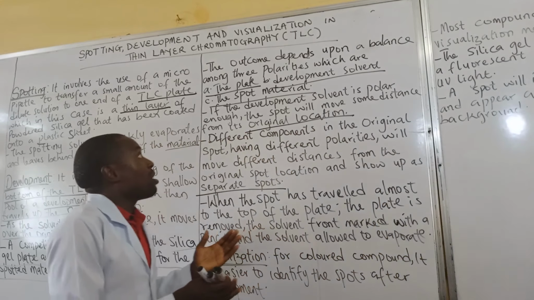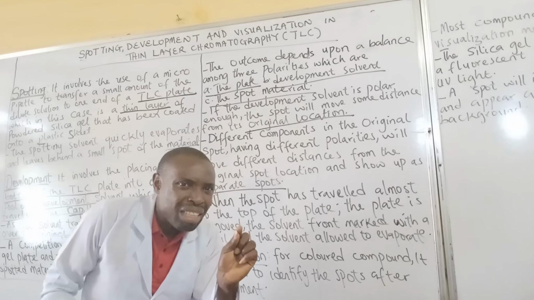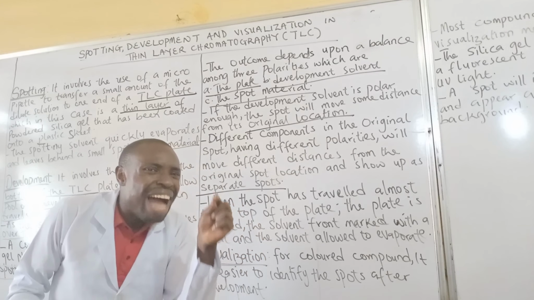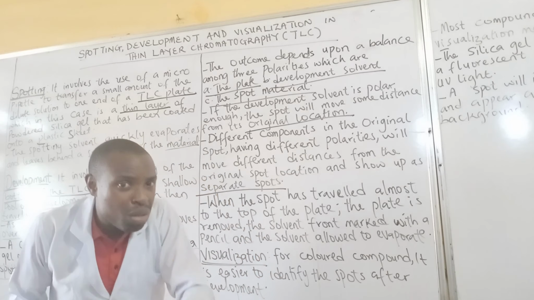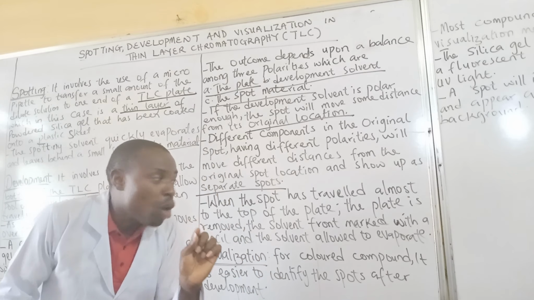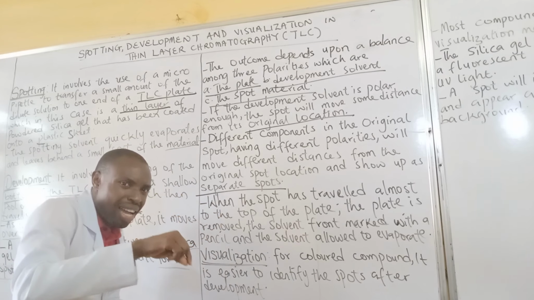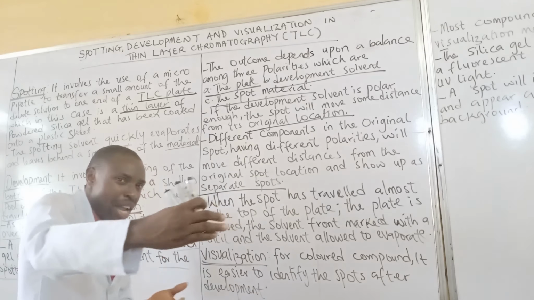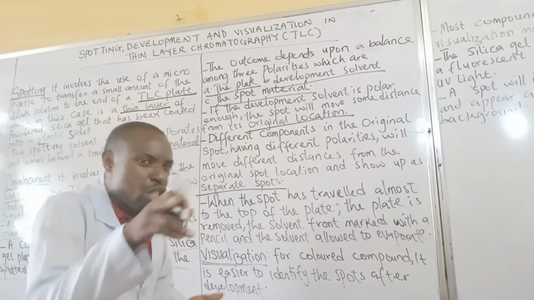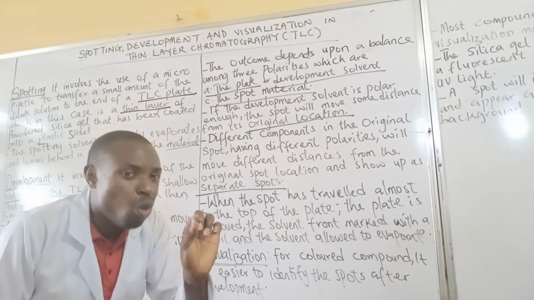And as we progress, we have said that the polarities involved in that analyzed sample, the components that are formed in that spot, what will happen? They will leave a mark on that TLC plate as they move a distance away from the original spot. Very easy. It is not difficult at all.